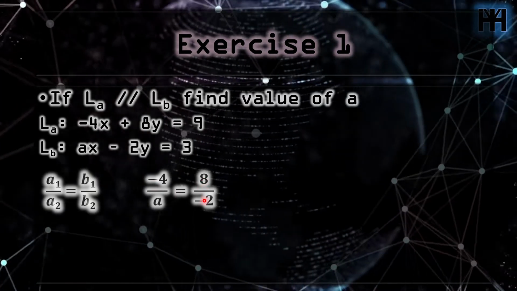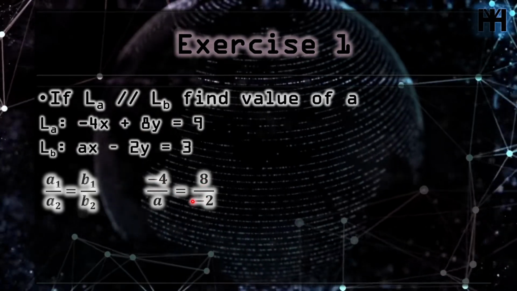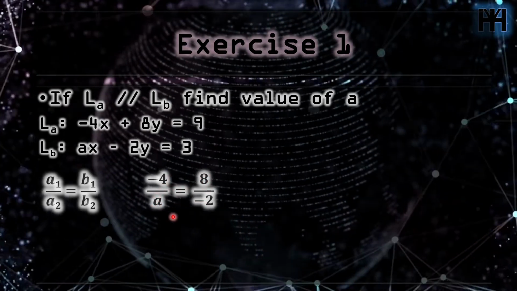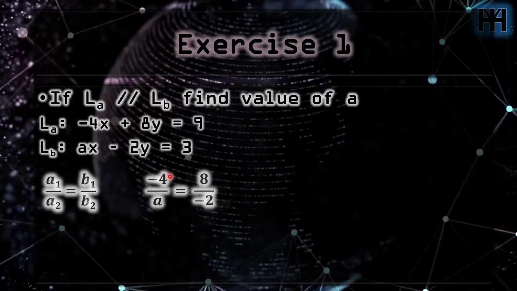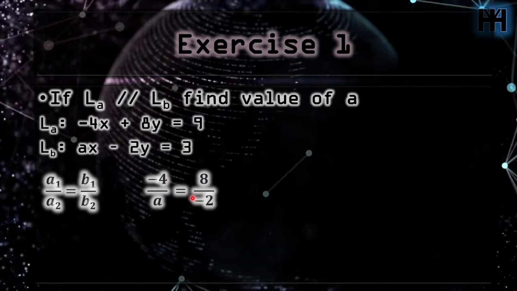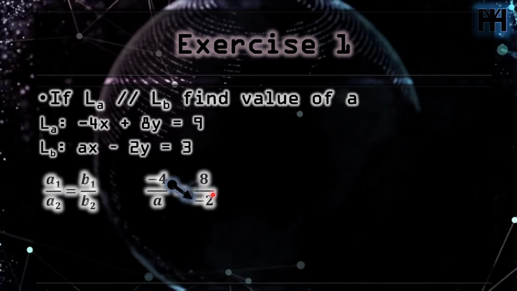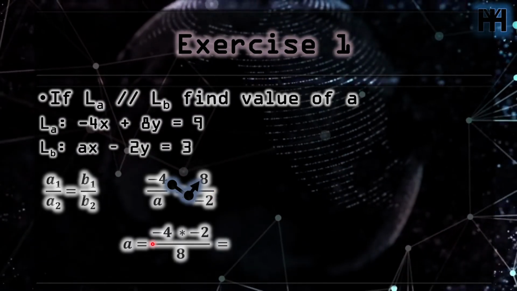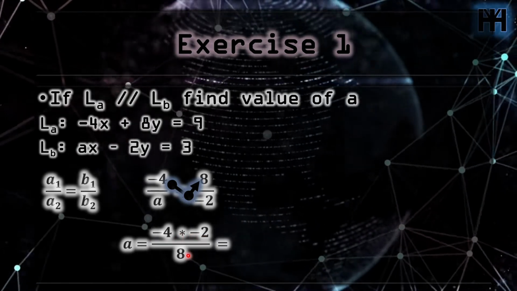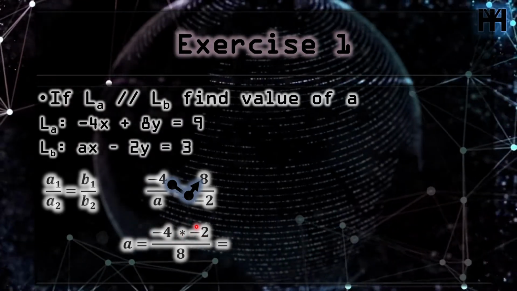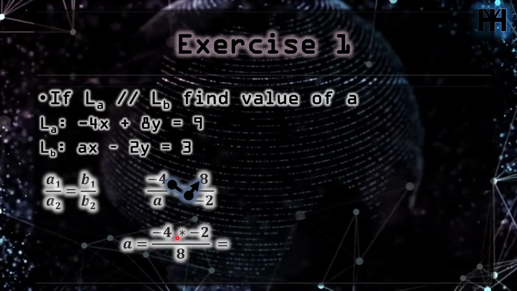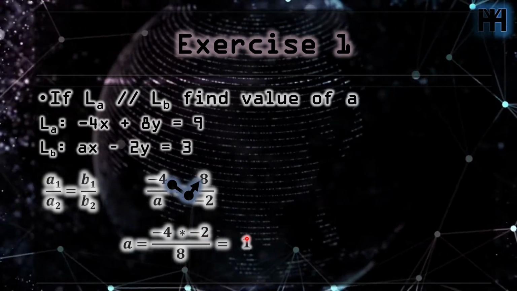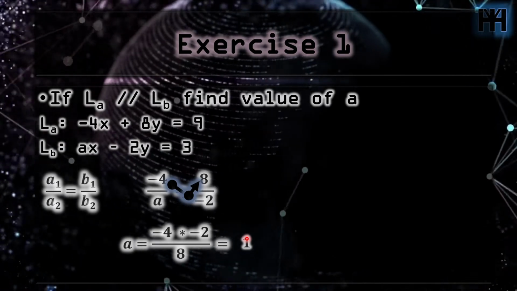We can solve this by simple cross multiplication, negative 4 times negative 2 and 8 times a, so a will be equal to negative 4 times negative 2 over 8. This is a shortcut: multiply the two numbers directly, then divide by 8. Of course, the negatives will cancel out each other, so it will be 4 times 2, which equals 8, and 8 over 8 will be 1. So a is equal to 1.